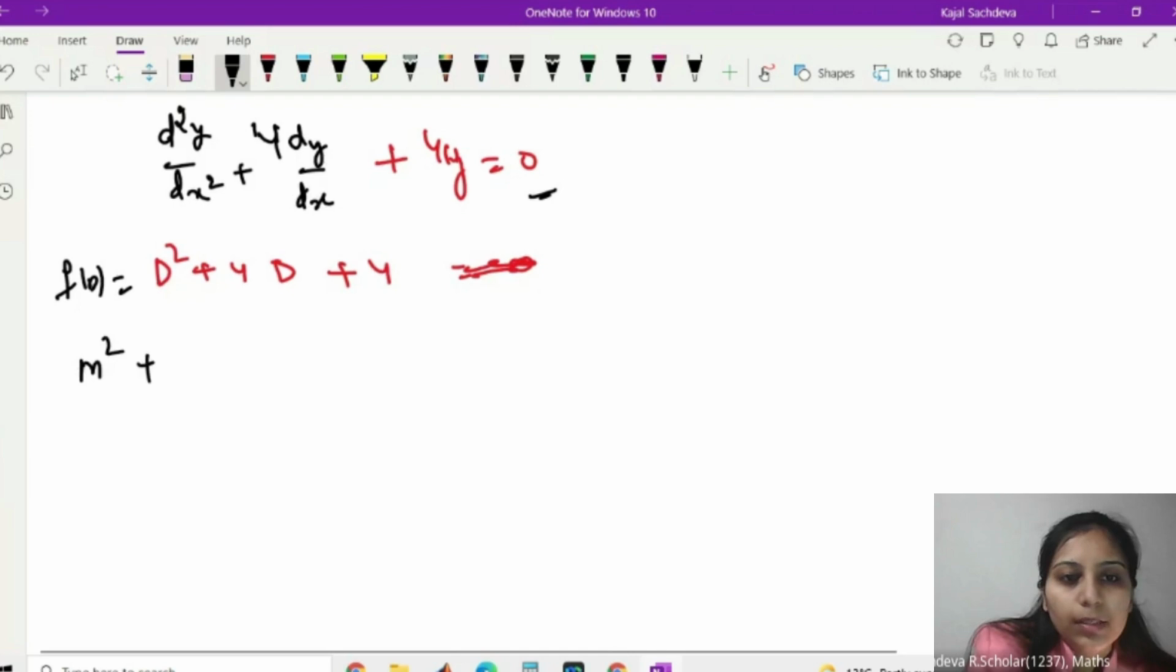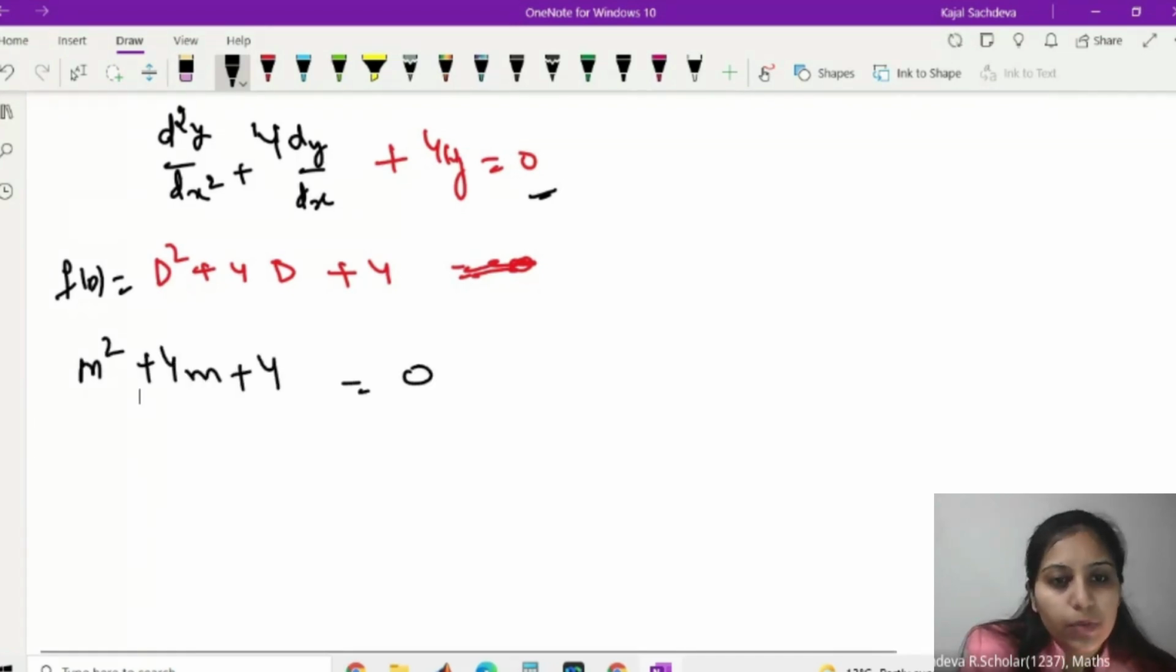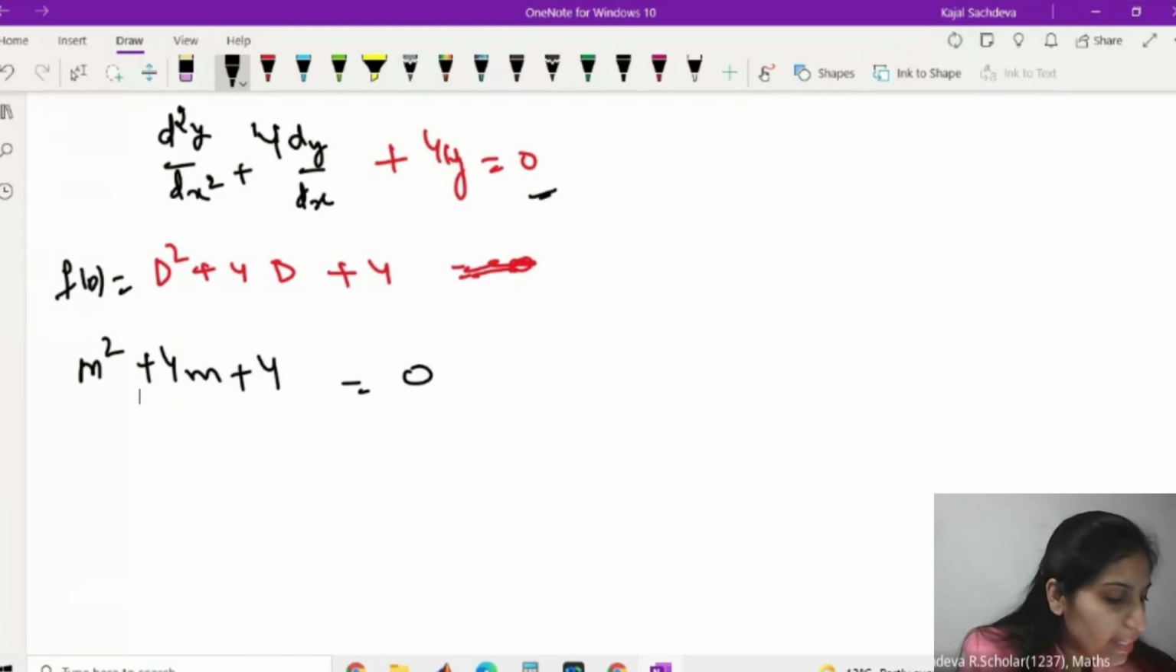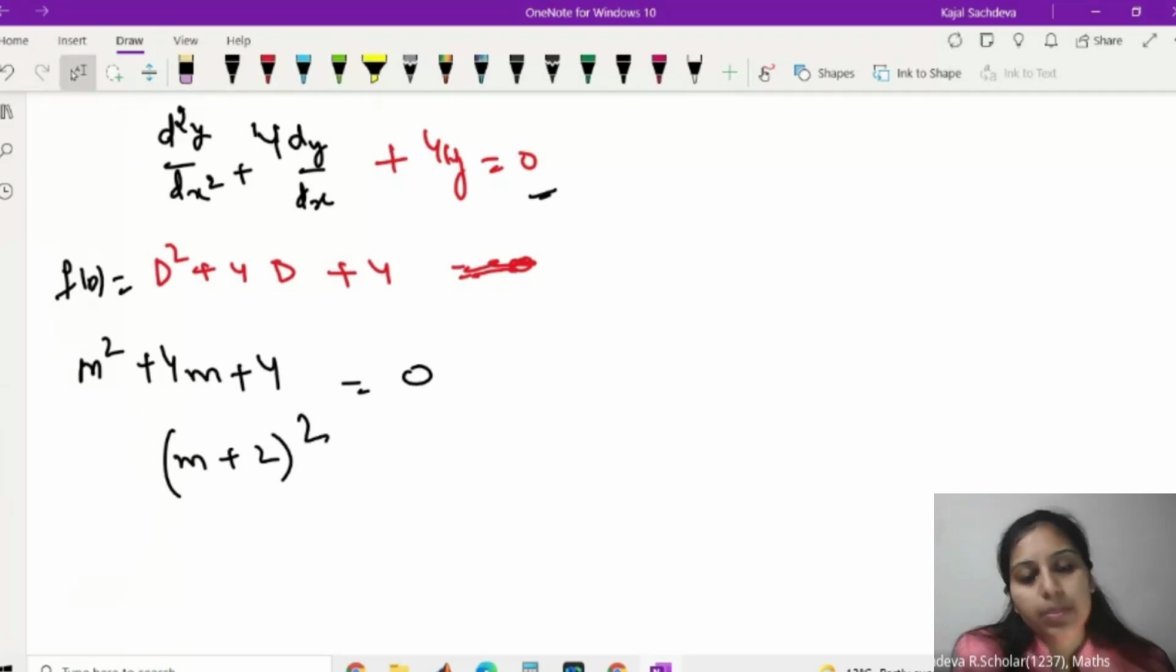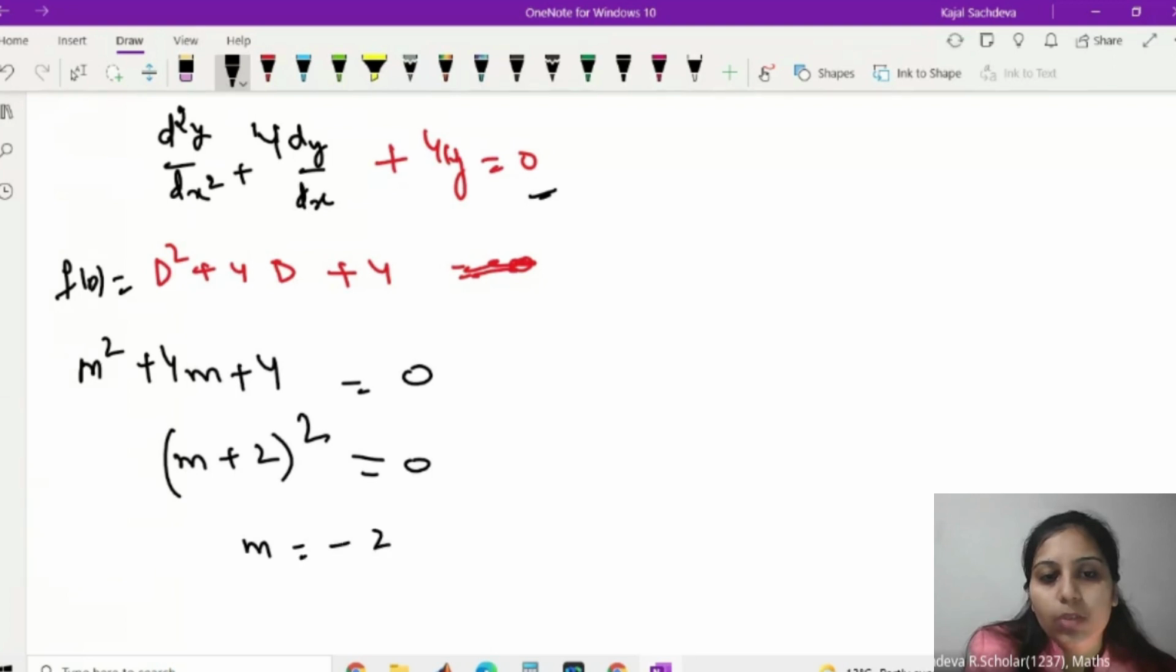m square plus 4m plus 4. This is the auxiliary equation, and from here we can see this is a perfect square equation: (m plus 2) whole square, m square plus 4m plus 4 is equal to 0. So we get m is equal to minus 2, minus 2. This is the case of real and equal roots.